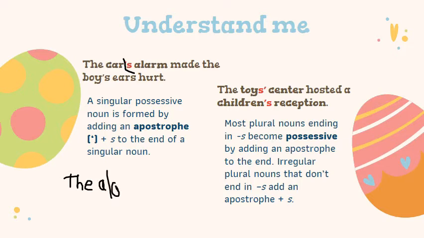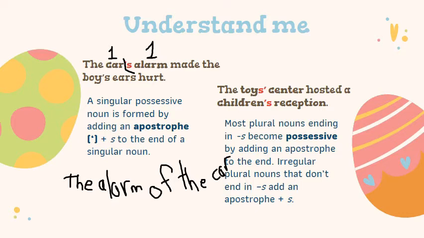Rather than saying the alarm of the car, which is too long and not as easy as when I say car's alarm. Now be careful that when we are using possessive, we're not making it plural. I'm still talking about one car and one alarm. I'm not making the word car plural. This is very important.